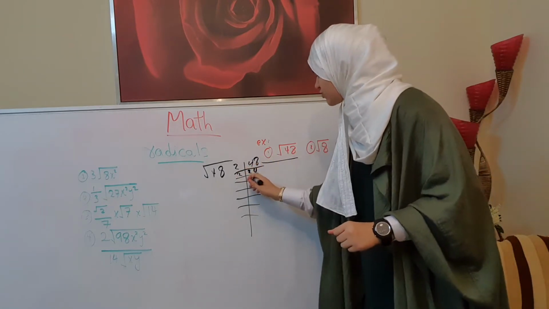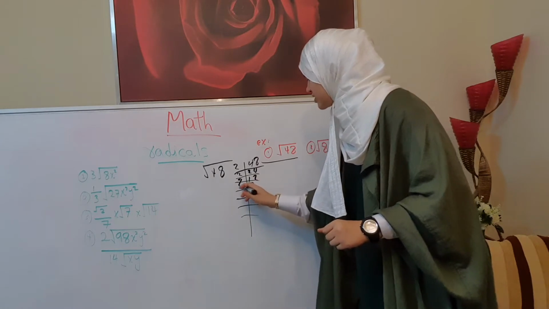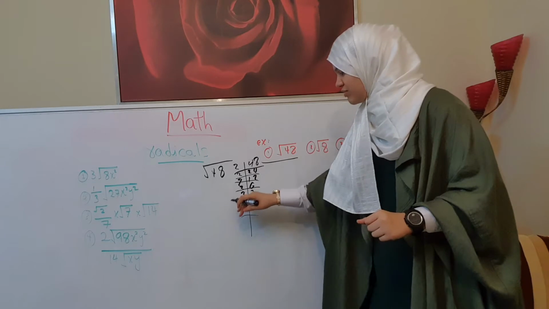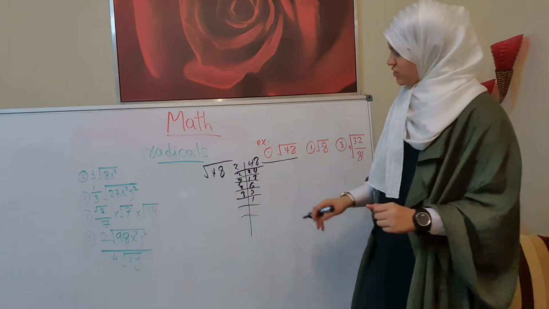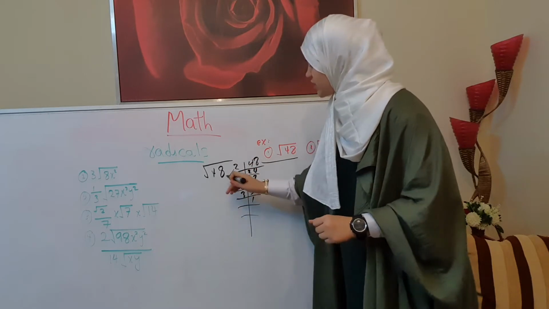Then by 2 again, it will be 12. By 2 it will be 6. By 2 it will be 3. Then 3 by 3, 3 by 1, it will be 3. So that means how many square roots do we have? First thing, we have 2.